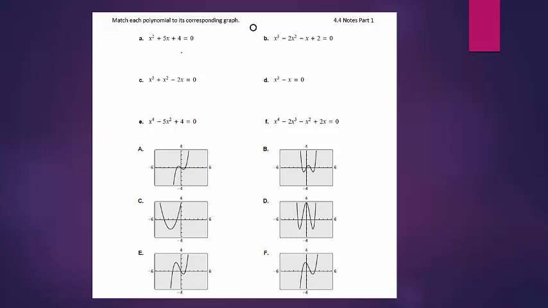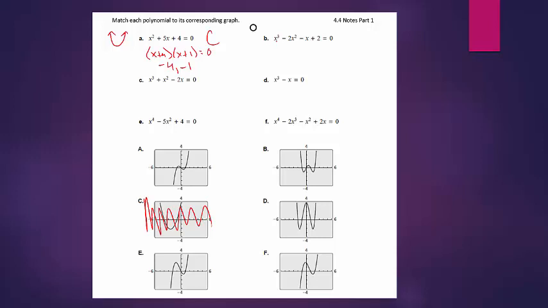So one thing I know about letter A is it's going to be a smiley face because it is quadratic and it's positive. And this does factor pretty easily into x plus 4 and x plus 1. So the x-intercepts are going to be at -4 and -1. So we're looking for a smiley face that has those intercepts, and it looks like it's going to be C, graph C.